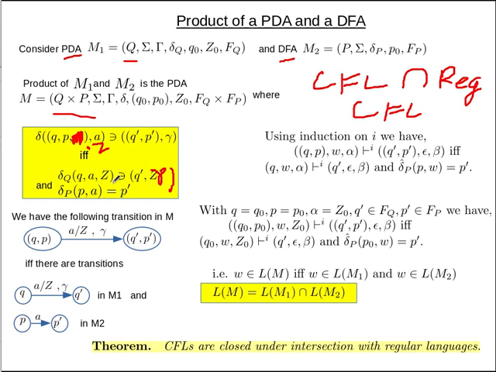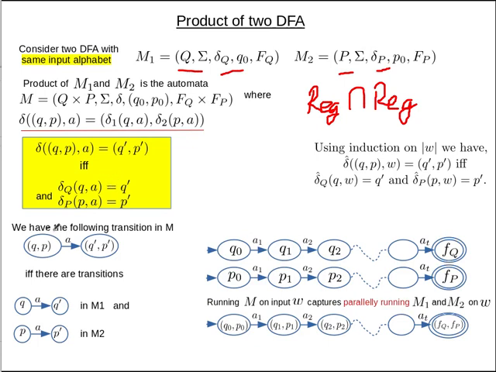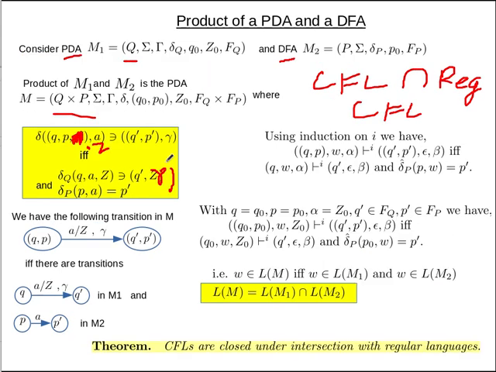And similar to the previous slide, we can now use induction on the length of the string to show that this one machine simulates the action of these two machines. So we can do the same thing. So this gives you a transition for a single step, right?